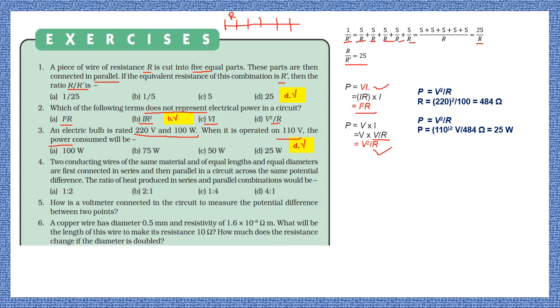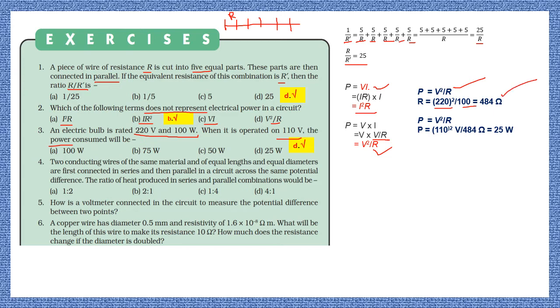In the first case, the formula is P is equal to V square upon R. Here the value of V is 220, and I have to find out the value of R. So R is equal to 220 square upon P, and that is 484.